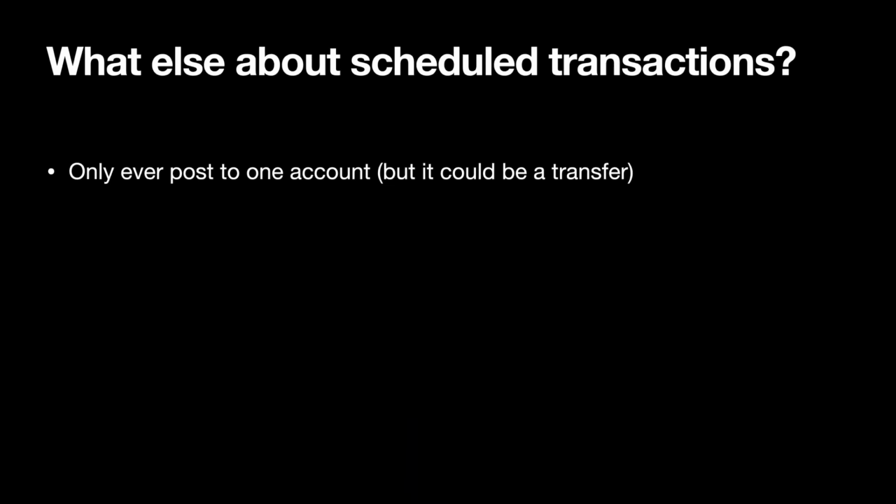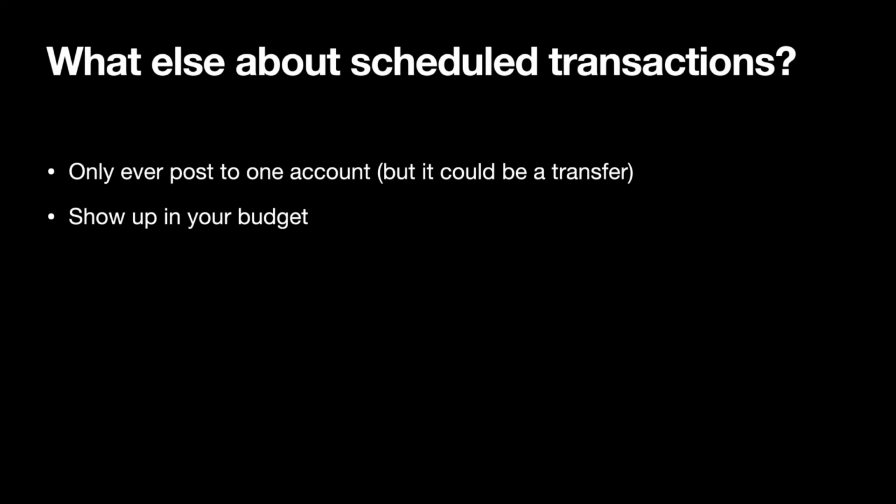All right, so let's talk a little bit more about scheduled transactions, more about their properties, what they can do, what they can't do. So every scheduled transaction only ever posts to one of your accounts. Now, you could have a scheduled transaction that has one or more transfers in it, right? You could have multiple transfers if it was split, or it could have just one transfer. And in that case, it still only posts to one account, but it might affect the balances in several other accounts depending on how that scheduled transaction is set up.